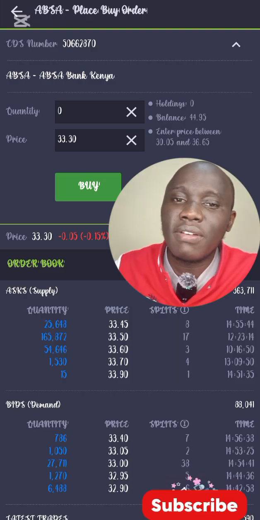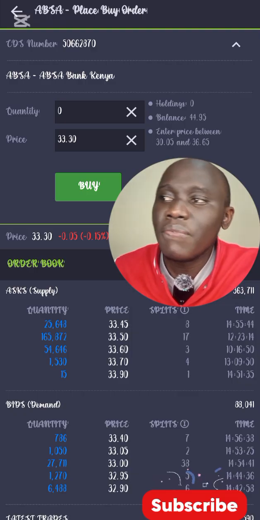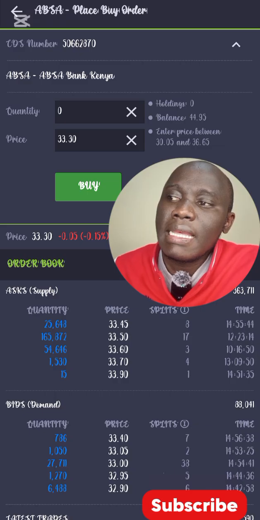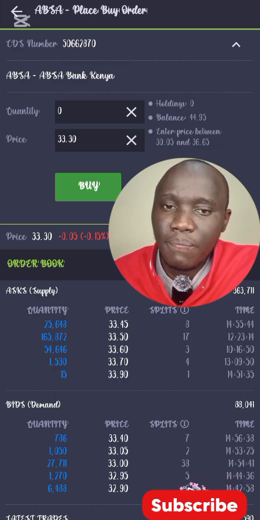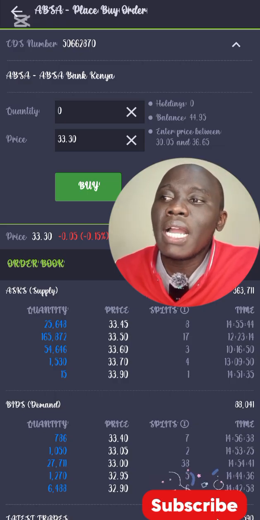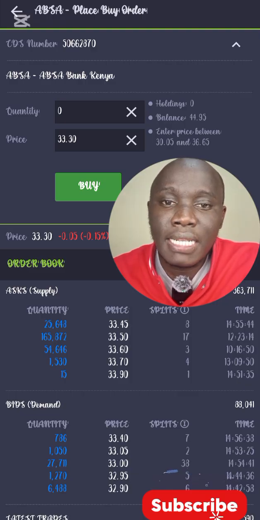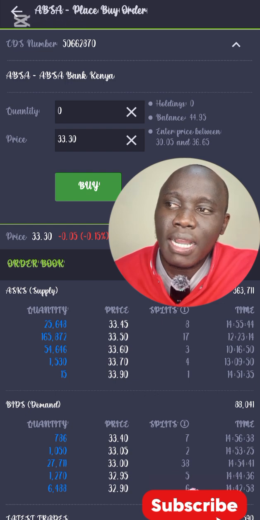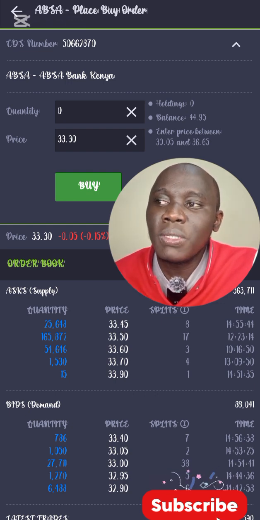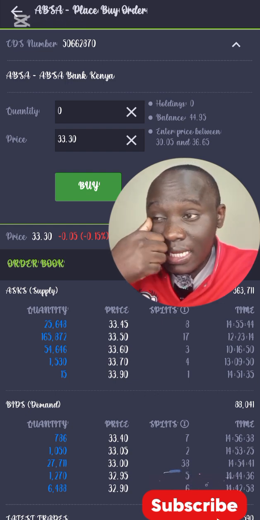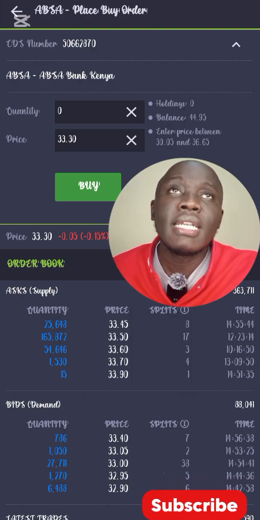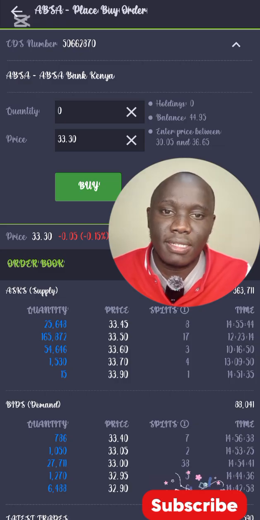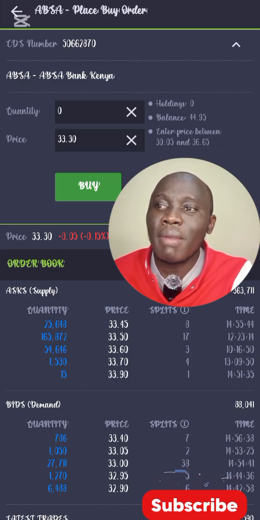Now the quantity we have agreed. Let's come to the price. You can see at this time the price of the share is 33.30 shillings. That is the market price, and you can go forward and use it as the price at which you want to buy that share. But you see on the side, you are told to enter a price between 30.05 and 36.65, a very big range. And you have an allowance to change the price. That is the interesting thing. You don't have to go with the market price.